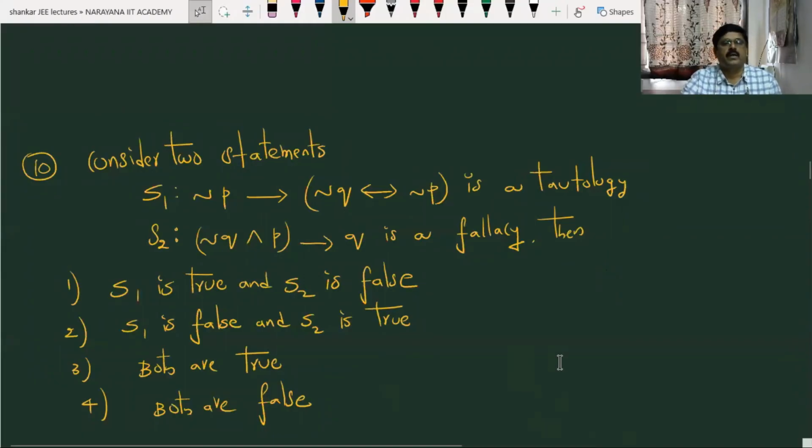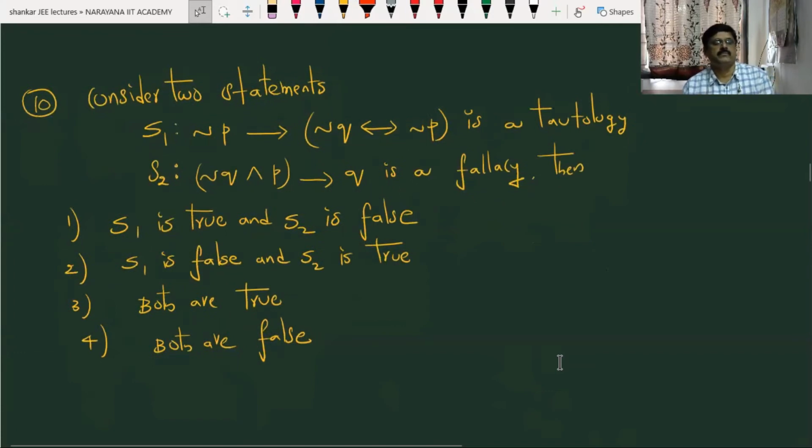Students, next problem. This is mathematical reasoning problem. Logic. Consider two statements. Statement 1, negation of p implies negation of q implies and is implied by negation of p is a tautology. Statement 2, negation of q and p implies q is a fallacy. Fallacy means a contradiction. Okay, already, students, you know that a statement is said to be tautology if all are T's in the last column of its truth table, and a statement is said to be contradiction or fallacy if all are F's in the last column of the truth table of that particular compound statement. Okay, students. Now options: S1 is true, S2 is false; S1 is false, S2 is true; both are true; and both are false.